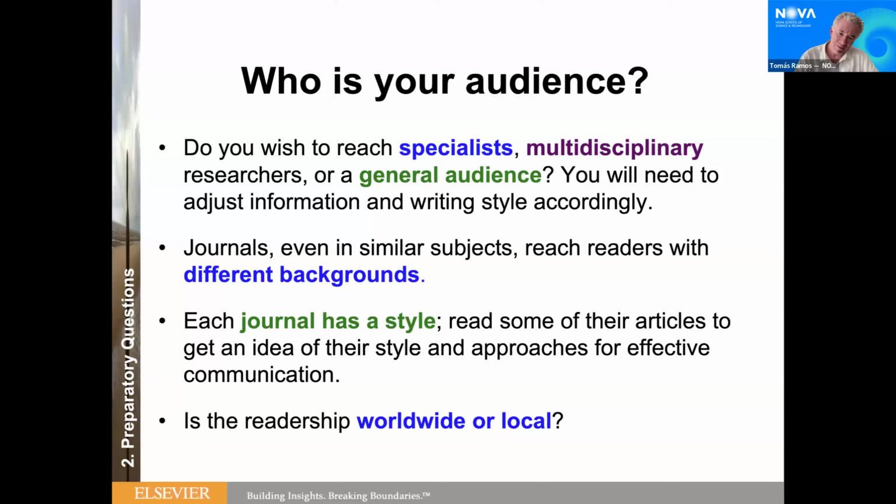And journals, even in the same topic, the same area, the same subject, if you prefer, reach different readers, they have different backgrounds, they have different styles. In some cases, they have different rules to organize the paper. So each journal has a style. So you should read some of the articles that were published in that journal. You should read in detail the guidelines for authors, and understand the style, the scope of the journal, the type of papers that they have, the style of communication, all that.